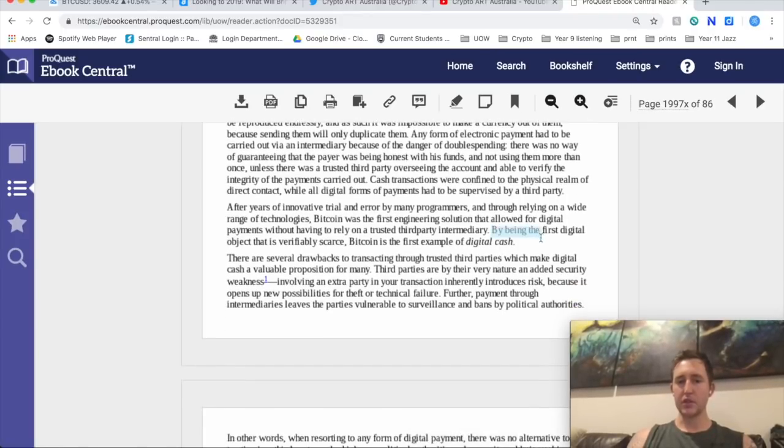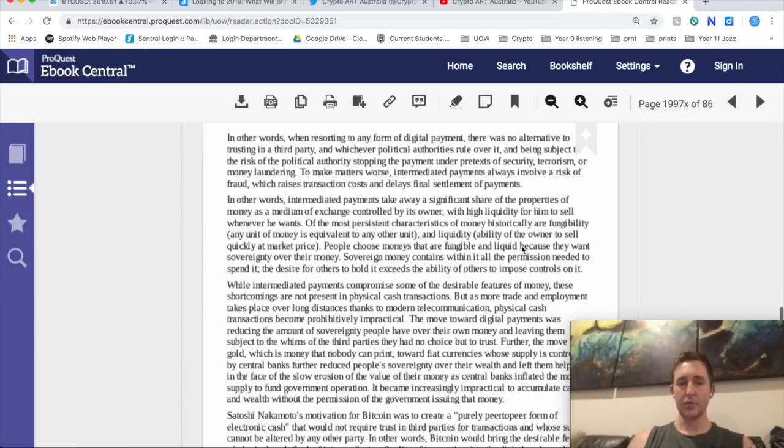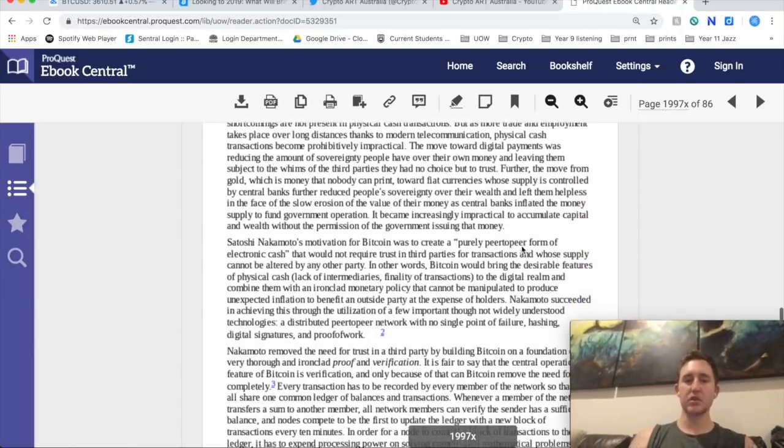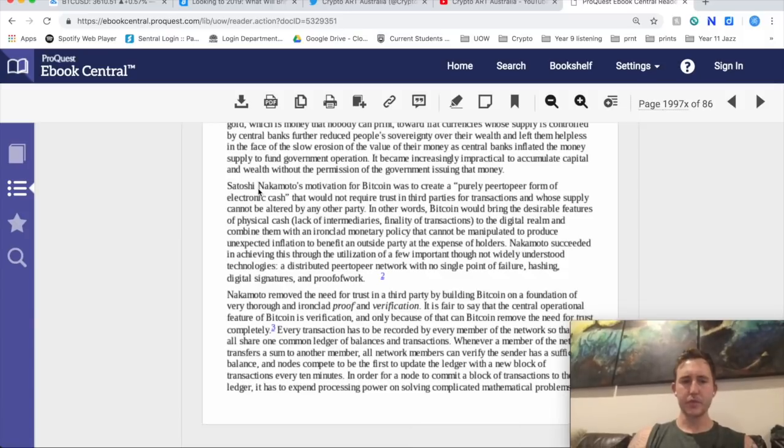But the first digital object that is verifiably scarce is Bitcoin, which is the first example of digital cash. So it's a very good chapter, and it goes on to say a few things: that Satoshi Nakamoto's motivation for Bitcoin was to create a purely peer-to-peer form of electronic cash that would not require trust in third parties for transactions and whose supply cannot be altered by any other party. That's certainly the original intention.